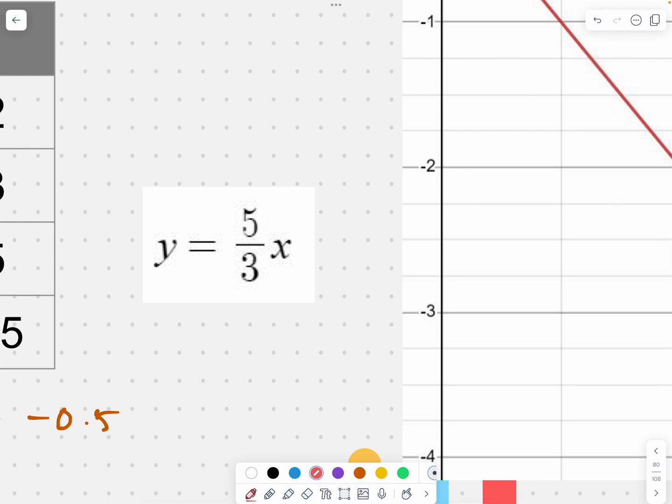This equation of the line, it's just x being multiplied, right? The x's are being multiplied by a number. There's no adding or subtracting, and there's no exponent. So that there is the constant of proportionality. If I had a number added here, it's no longer proportional. If I had an exponent here, it is no longer proportional.